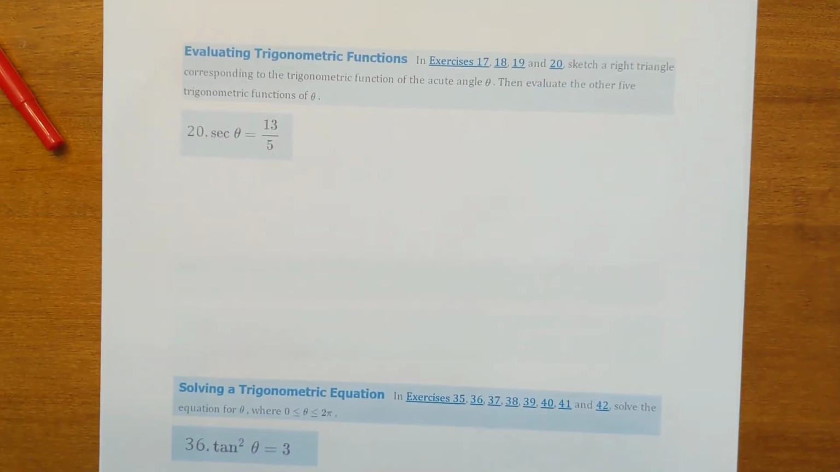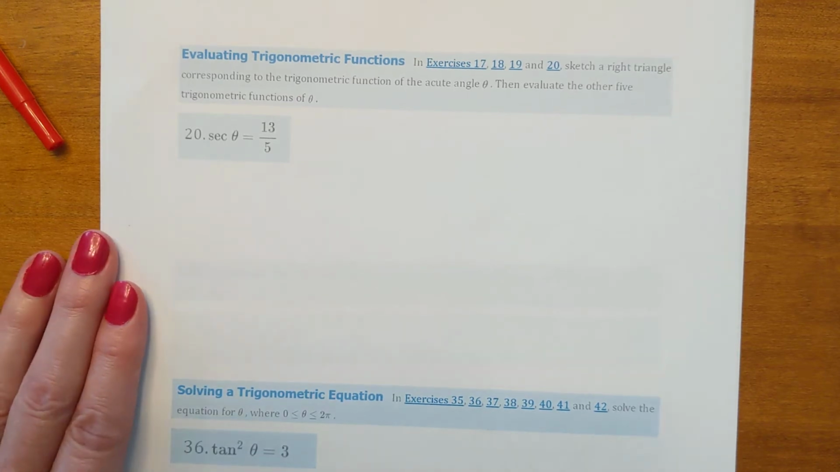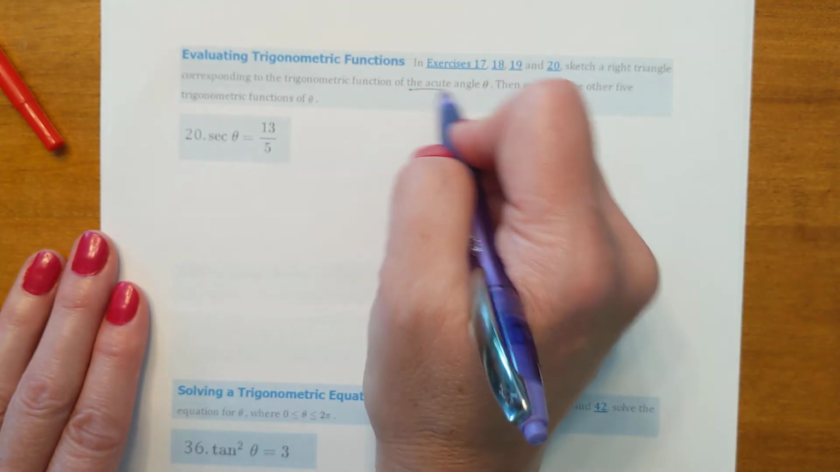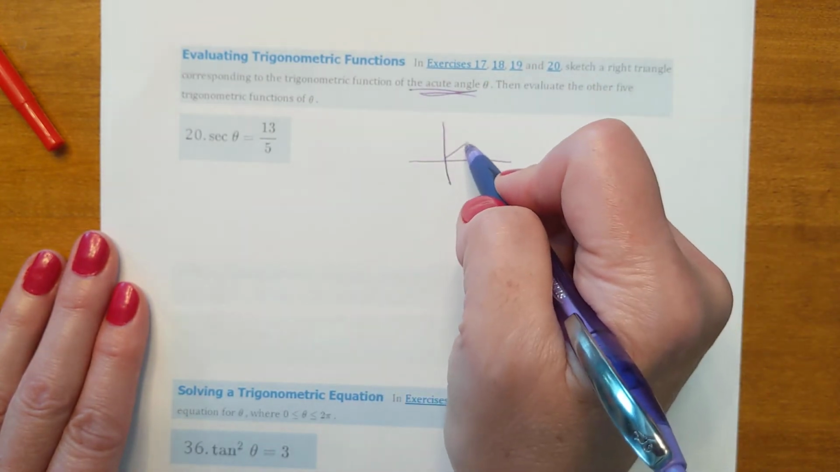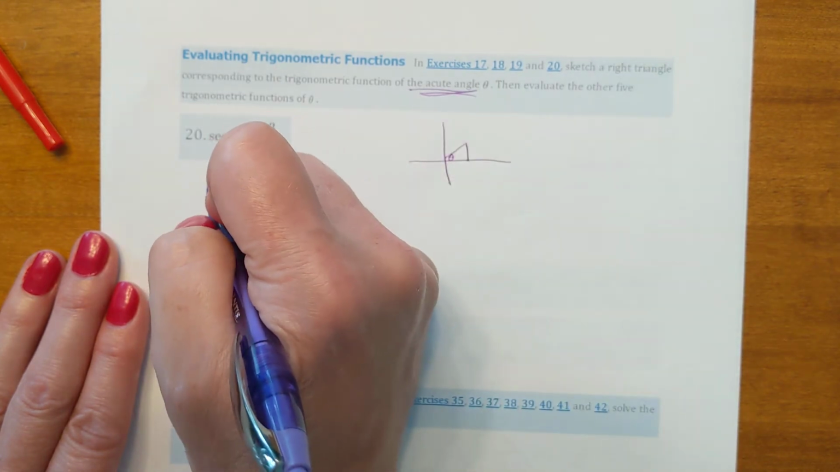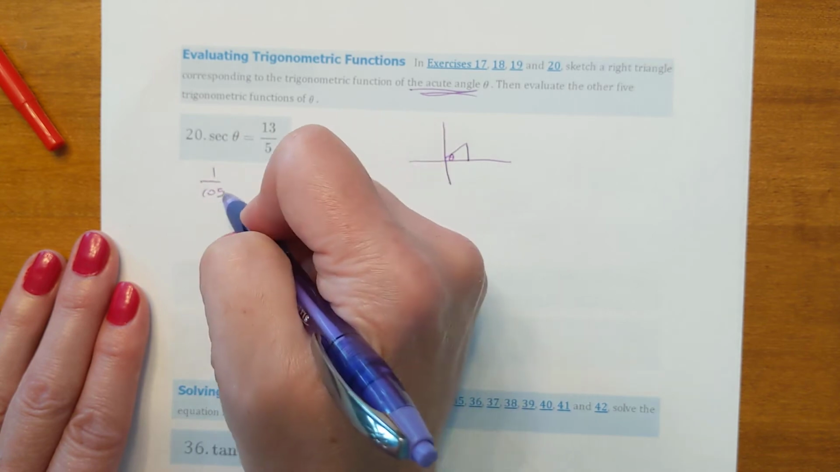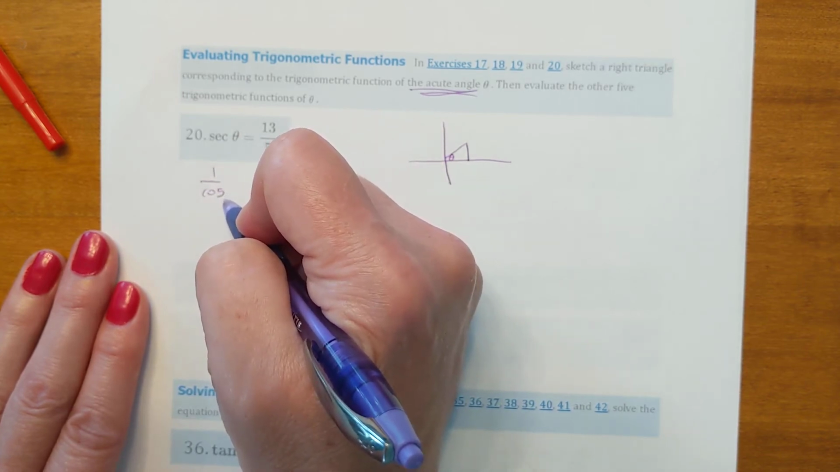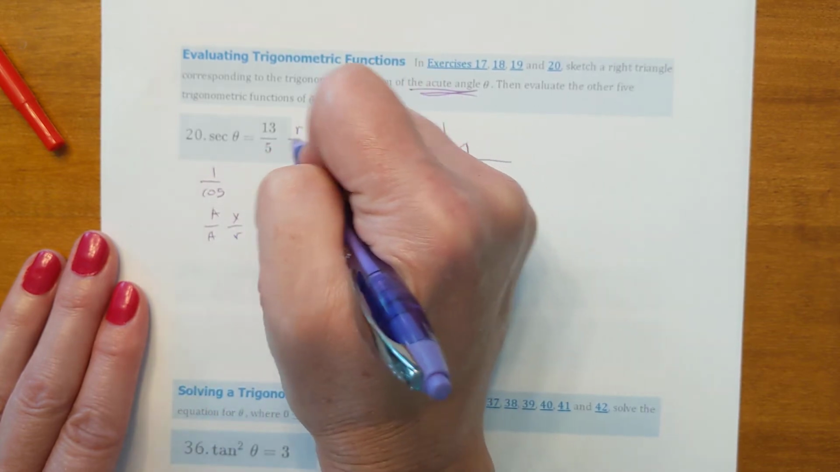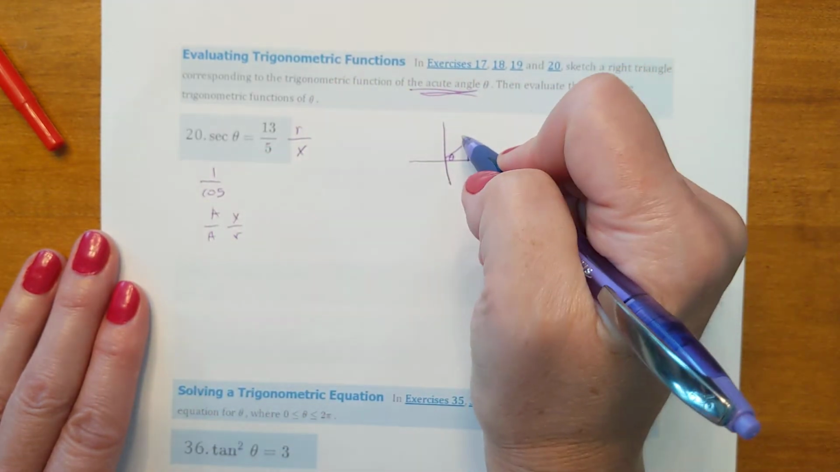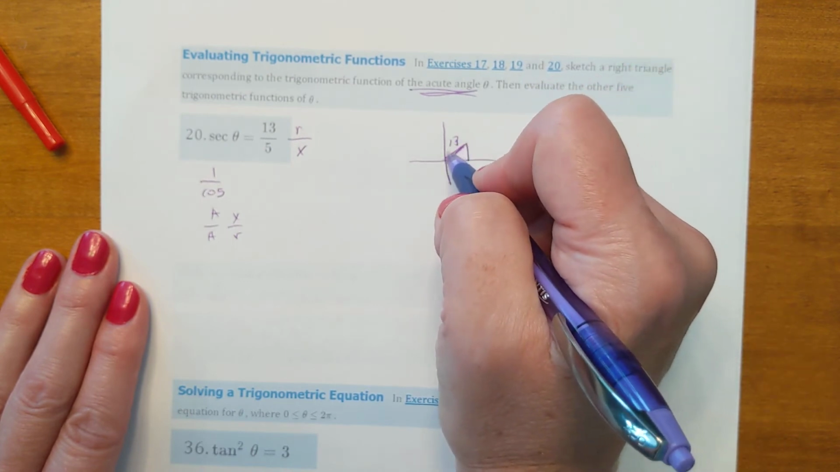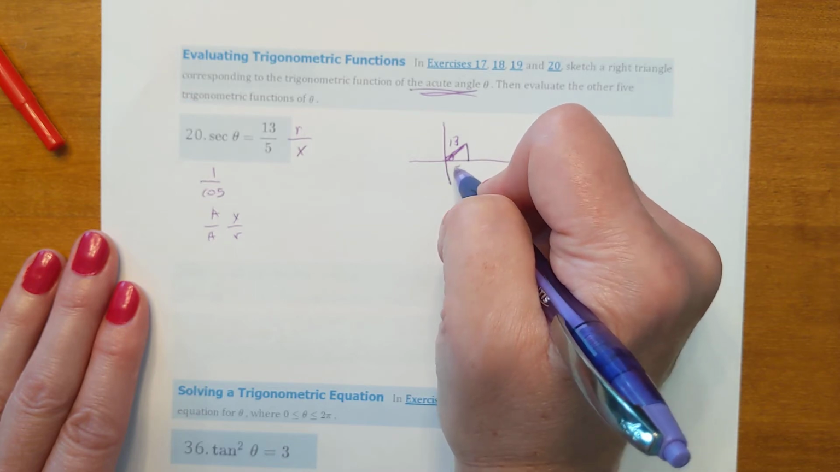Okay, on the next page, they have secant is 13/5. They say it's an acute angle they set up here. So it's going to be in the first quadrant. And again, the theta is always here. Secant is 1 over cosine. So it's a reciprocal of cosine. Remember, cosine is adjacent over hypotenuse, or x over r. So this is going to be r over x when it's flipped over. So the radius here is 13. And the x value is going to be 5.